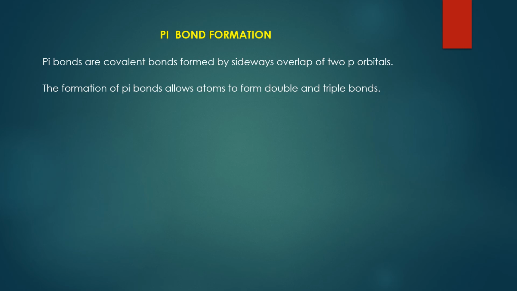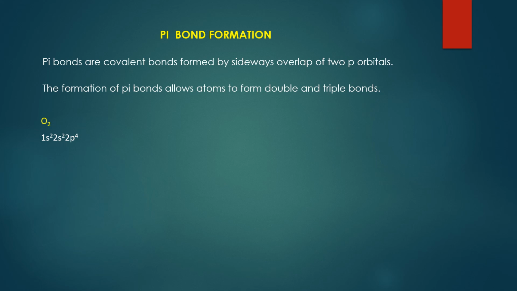A pi bond will also allow atoms to have a double bond or even a triple bond. At this level, we are not going to be involved in the formation of triple bonds, but we will follow the method of how pi bonds result in the formation of a double bond only. One suitable example is the oxygen molecule. The configuration of oxygen is 1s2, 2s2, and 2p4.